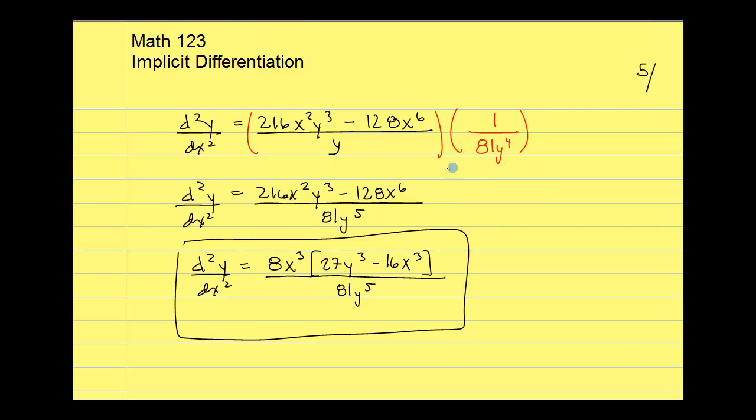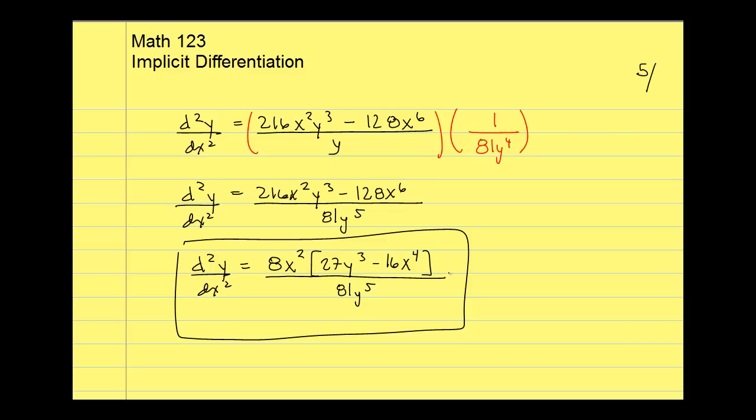This still inverts and flips, but up here I can still pull out the 8, but I can't pull out an x cubed because I only have an x squared here. So the most I can pull out is an x squared. Okay, so if I pull out an 8x squared, 27y cubed minus 128, I need an x to the 6th, so this is going to have to be an x to the 4th here. Problem at the very end. So this fixes up that derivative.